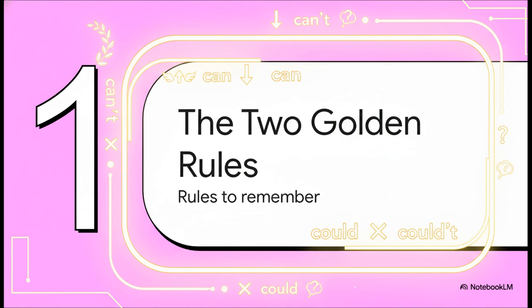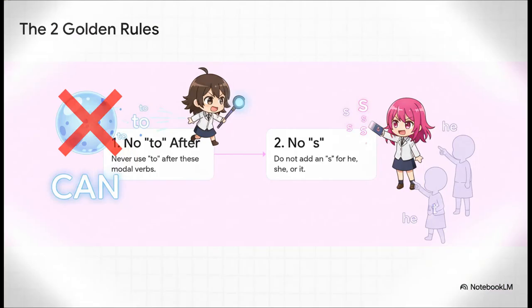And this is maybe the most important part of the whole thing. If you take away just one thing today, let it be these 2 golden rules. They are the key, and they work for all 4 of these words every single time. Okay, rule number 1, you never put the word to after them, ever. And rule number 2, you never ever add an S for he, she, or it. These words are special. They just don't change.